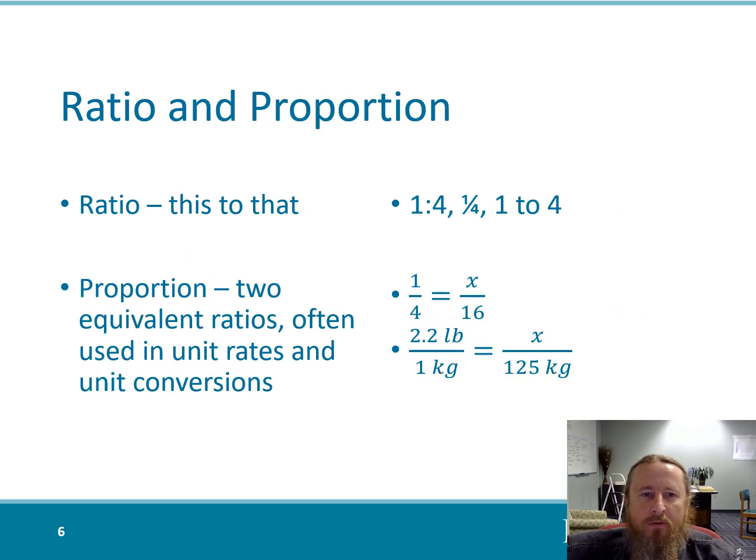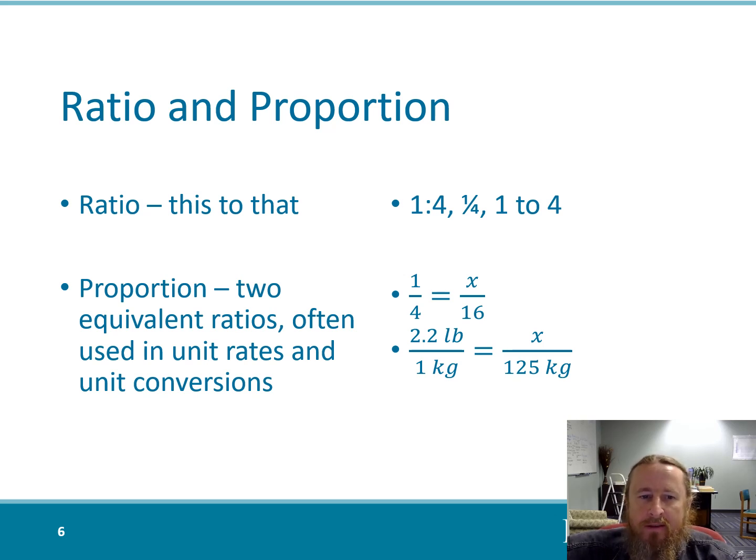From fractions, we get ratio and proportion. Ratio, this to that, such as 1 to 4, and we can express that as 1:4, 1/4 as a fraction, or 1 to 4. From our ratios, we will get proportions, and they are equivalent from our equivalent fractions. And we can say this as 1/4 is equal to x out of 16, and we know that is 4 out of 16.